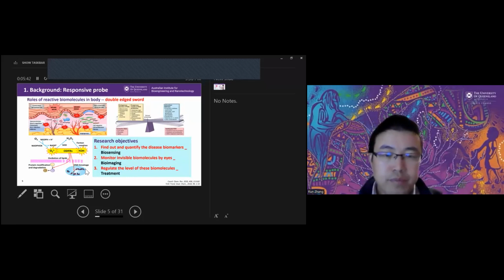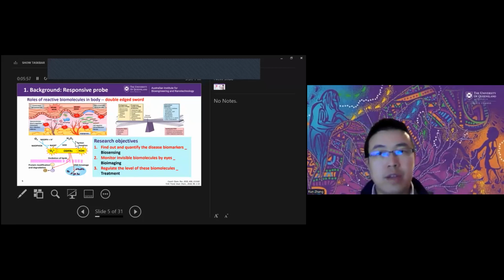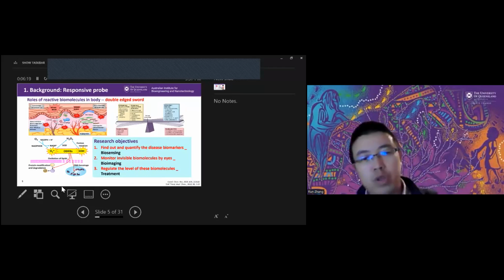And for some other diseases like cancer, if we quickly increase the levels of this kind of biomarker, the cancer cells will be killed. That's actually the principle for most cancer therapies, like photodynamic therapy, radiotherapy, and also some chemotherapy. So the research objectives of my team are to find out and quantify these biomarkers, that is biosensing, and we also use the biosensors to monitor the biomarkers that are invisible to our eyes.